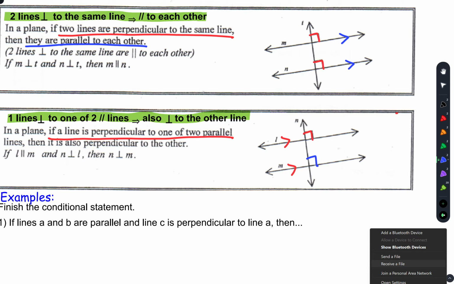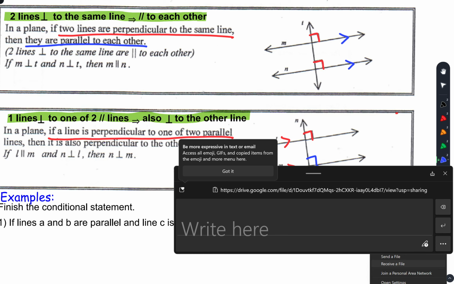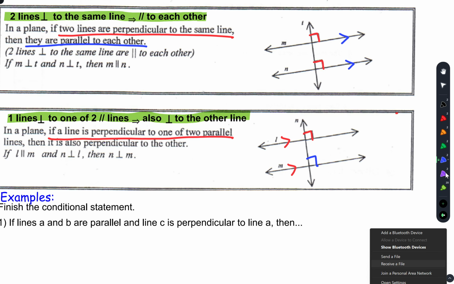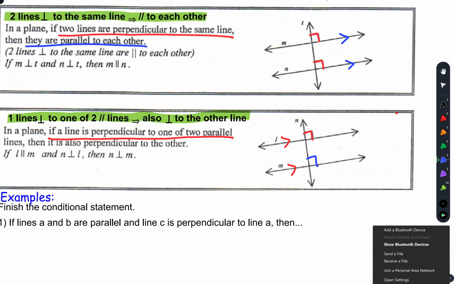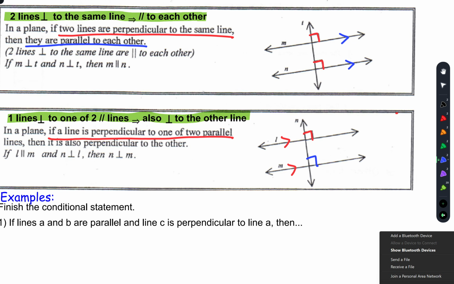How do I make this go away? Oh, that's not what I wanted to do. This? There it goes. Go away. Okay. Oh my gosh. Okay.